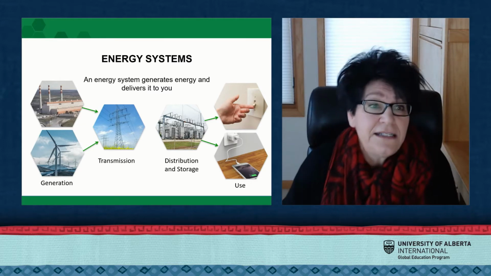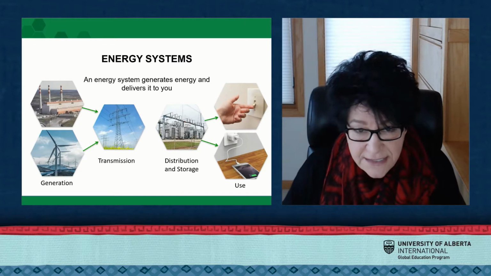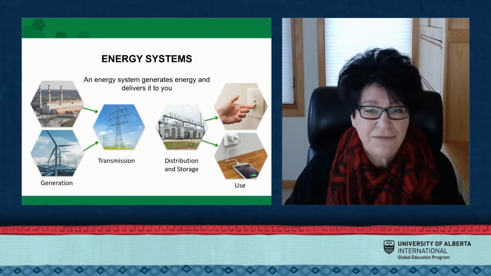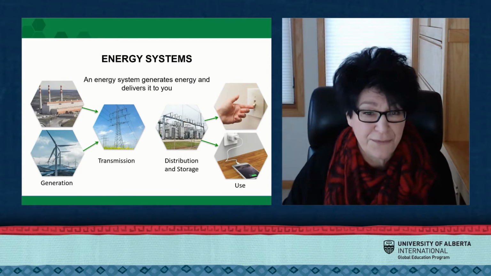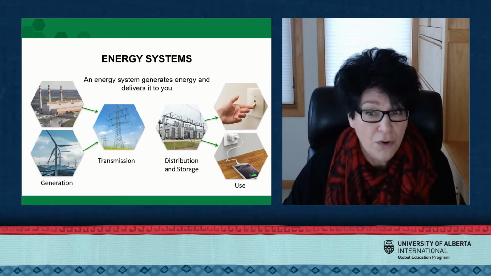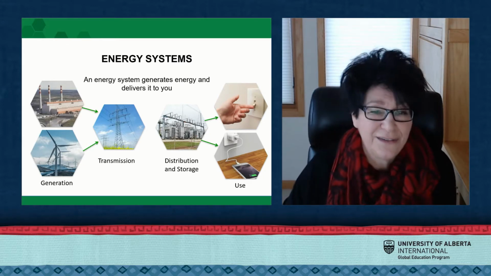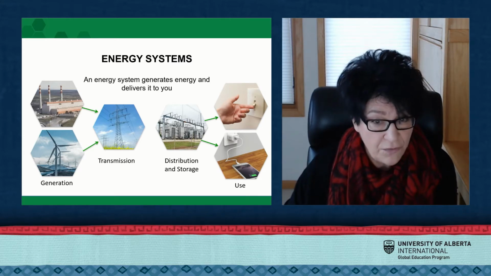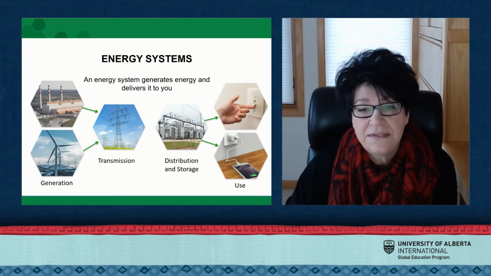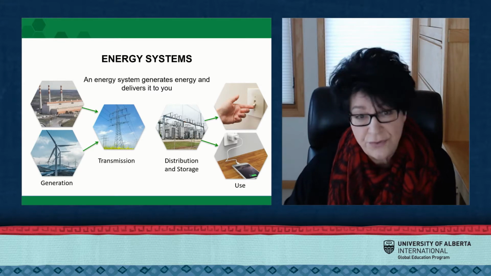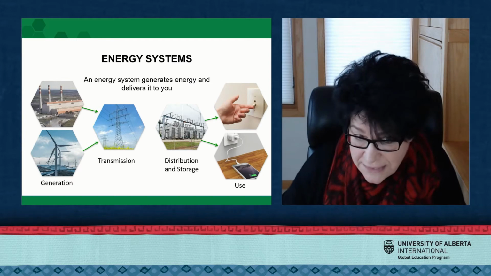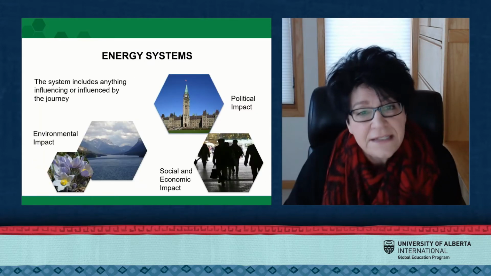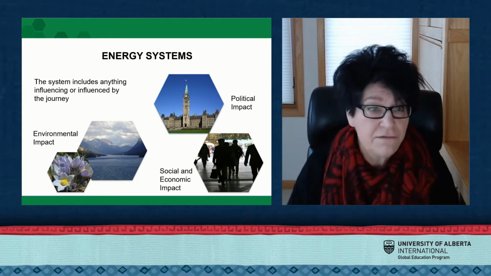Now let's get into a bit of detail on energy systems. An energy system generates energy and delivers it to you. Now, we're all familiar with that system. We use it every time we flip a light switch, plug in a cell phone or a toaster. We use it when we travel to the grocery store, or in the very near future, boarding a plane to some exciting location. The system begins wherever the energy is generated, whether it's from a coal-fired plant or a wind farm. And the system includes everything that transmits power from that source to your outlets and switches or to our storage systems. It includes efficiency of the devices that use the energy. And the system includes anything that is influenced or being influenced by that journey.